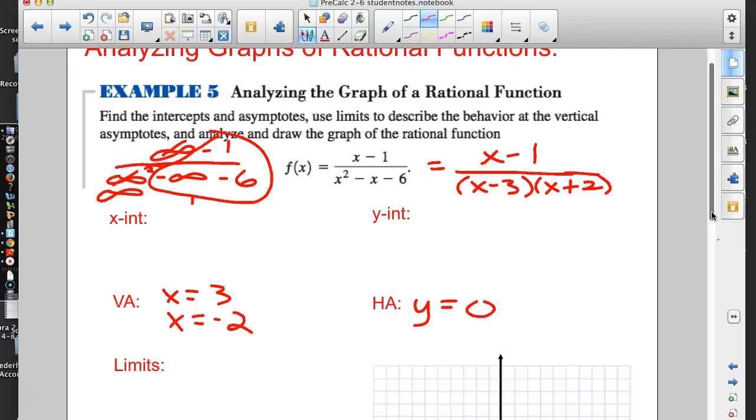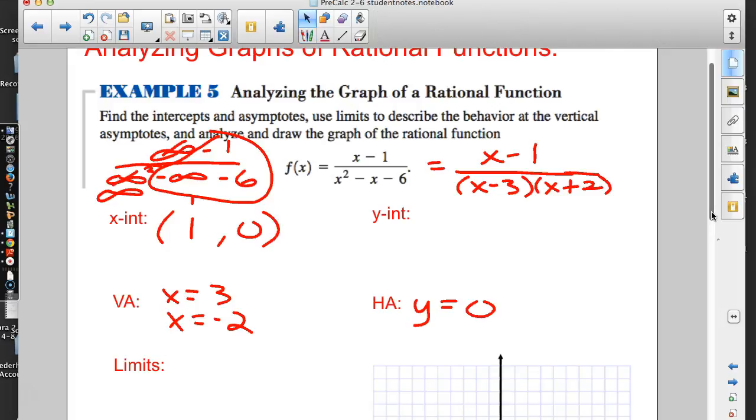All right, x-intercept is when would we manage to get a 0 for the y? What number could we put in this that would give us a 0 for the y? Go to the numerator. That's where we look. It has to be a 1. So this graph is going to cross the x-axis at 1, 0.